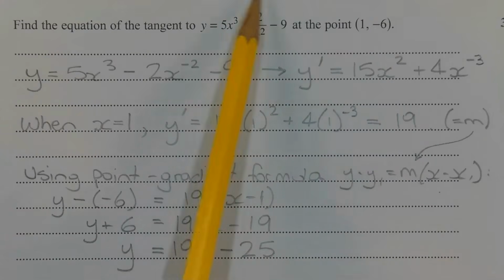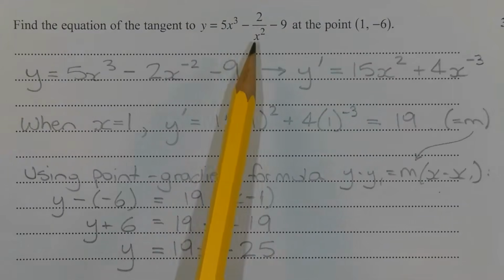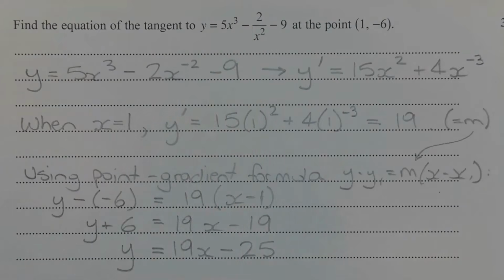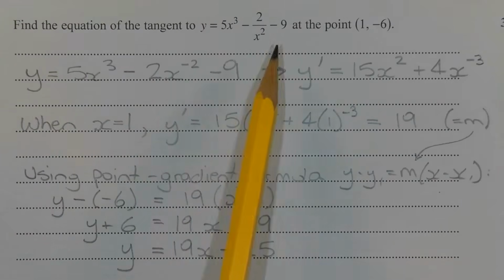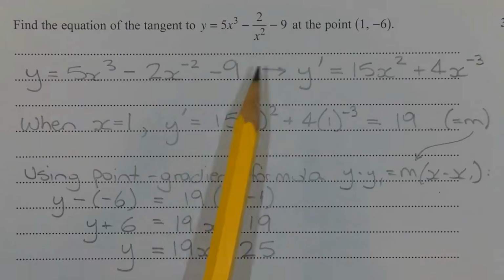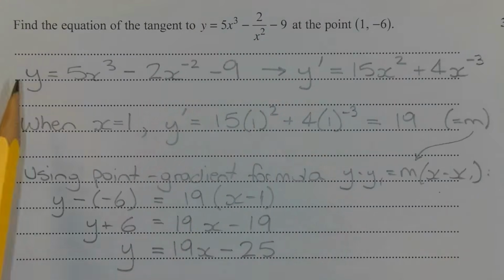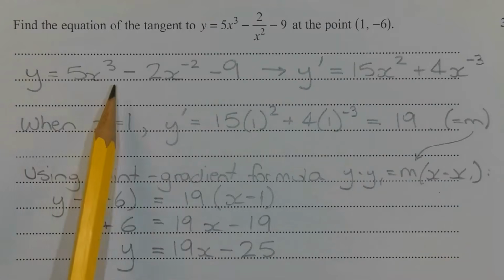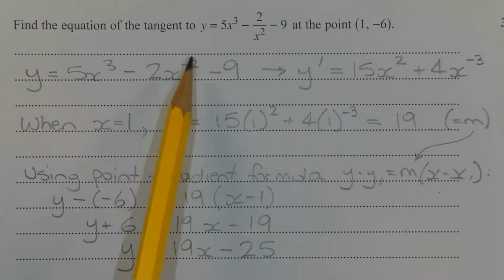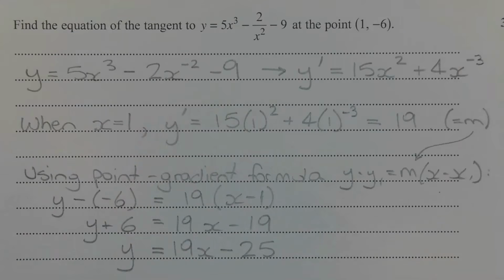Now, in order to differentiate this function, we need to express it using negative indices where appropriate. In particular, this term here, 2 over x squared, is 2 times x to the power of negative 2. When it's in that form, it's easier to differentiate. So taking this equation and representing the term 2 over x squared using negative indices, we get y equals 5x cubed minus 2 times x to the power of negative 2 minus 9.